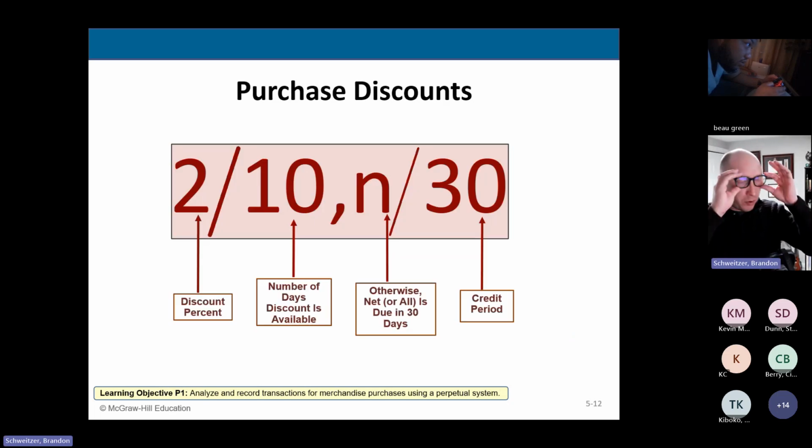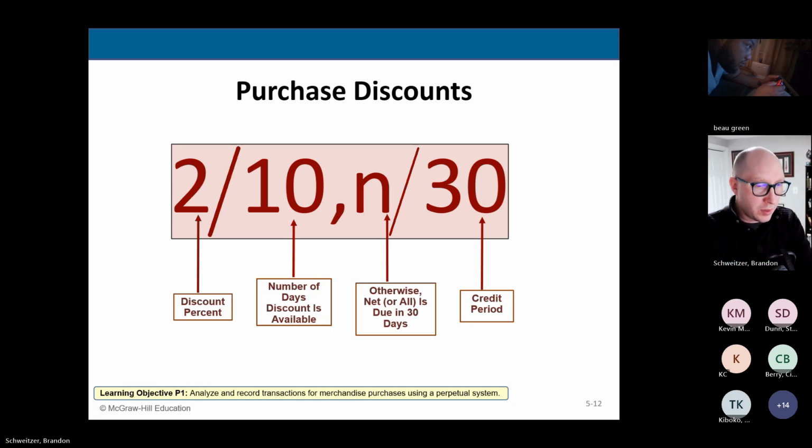Here we have an example of some credit terms, and we call this 2/10 net 30. Here's what it means. I'll give you, the retailer, let's say I'm the distributor, you're the retailer, a 2% discount on your total invoice, your total bill, if you pay within the first 10 days.